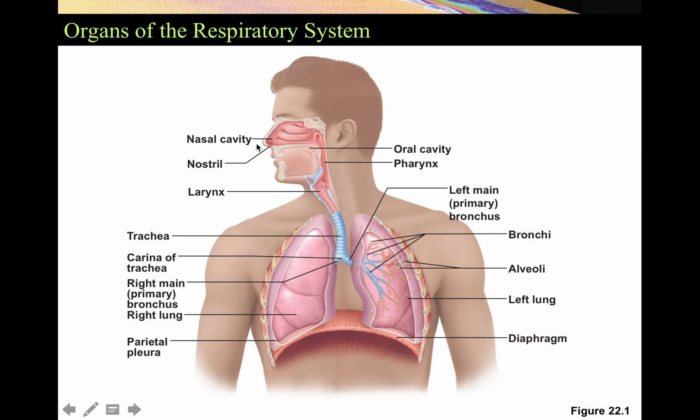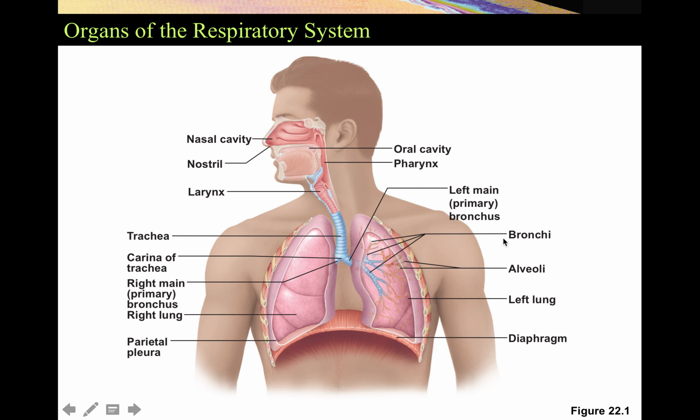Now, when we talk about the respiratory system, the main structures include your nose and your nasal cavity, which is basically the cavity behind. You have the pharynx, which is also known as the throat. You have the larynx, which is known as the voice box, where you have your vocal cords. And then you have this tube that goes down the thoracic cavity, referred to as the trachea.